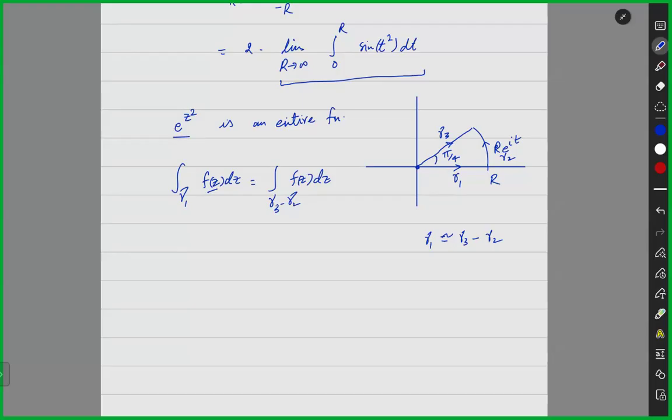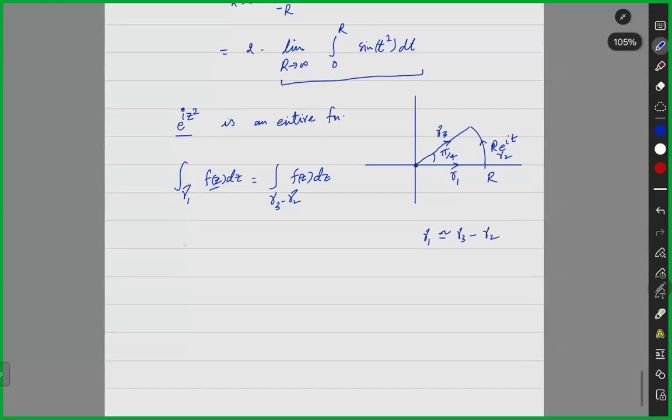So what if we put multiplied with I, e power I z square? So the left side becomes 0 to R, f(z) is e power I z square. We can replace z by t because it is now real, t square dt. And you see here, when we calculate the integral, it becomes cos t square plus I sin t square. So the imaginary part of this we are going to focus.